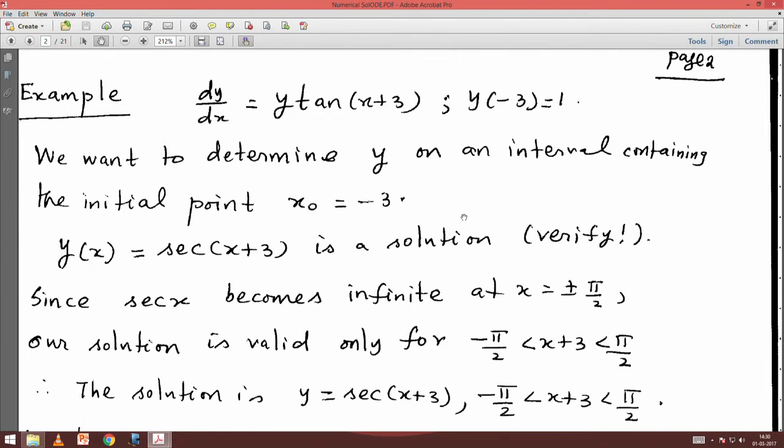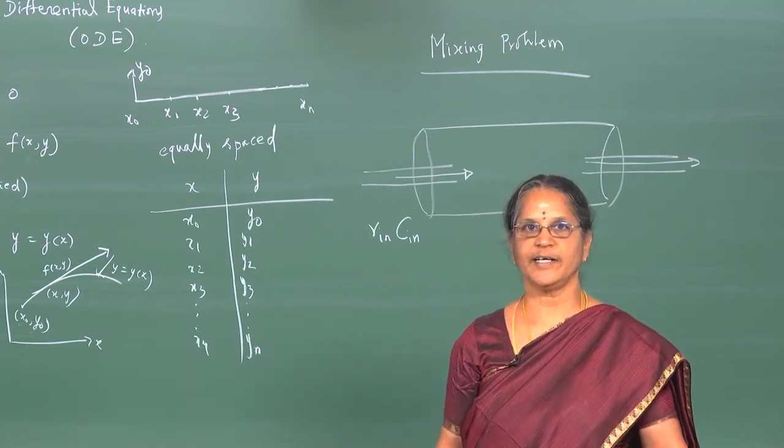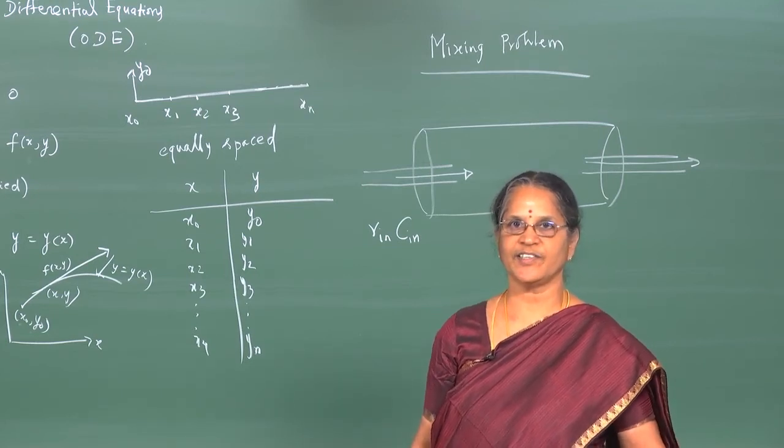So, consider a first order differential equation. dy by dx is y tan x plus 3, y of minus 3 is 1. So, we want to determine y on an interval containing the initial point x naught, which is minus 3. Please see, the initial condition is y at minus 3 is 1. So, the initial point x naught is minus 3. So, we require a solution of this differential equation passing through the point minus 3 comma 1. So, we want to determine y on an interval which encloses this initial point x naught, which is minus 3.